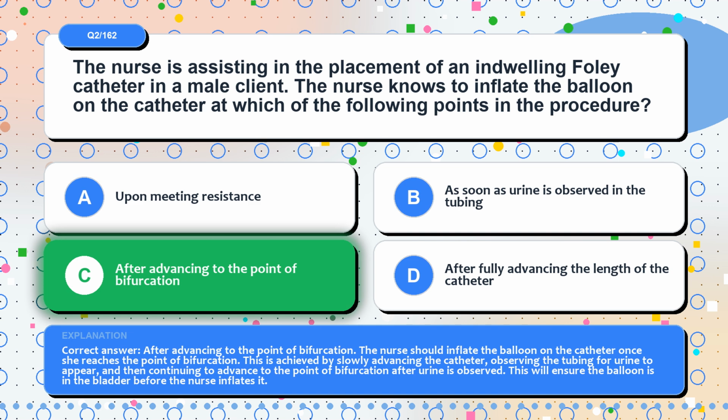The nurse should inflate the balloon on the catheter once she reaches the point of bifurcation. This is achieved by slowly advancing the catheter, observing the tubing for urine to appear, and then continuing to advance to the point of bifurcation after urine is observed. This will ensure the balloon is in the bladder before the nurse inflates it.